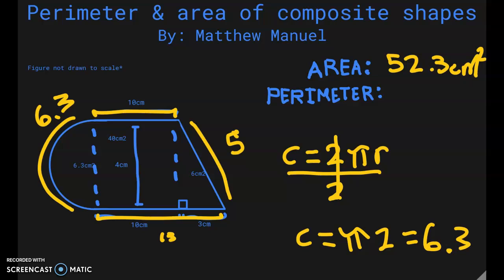So, now that we have all our values, we just have to find the total. 10 plus 5, 15, plus 13 is 28, plus 6.3, 34.3. So our perimeter is 34.3 centimeters.